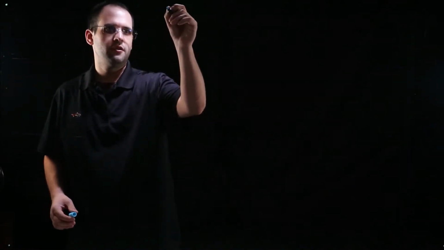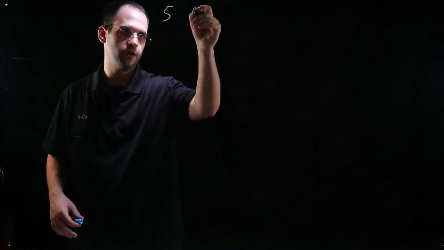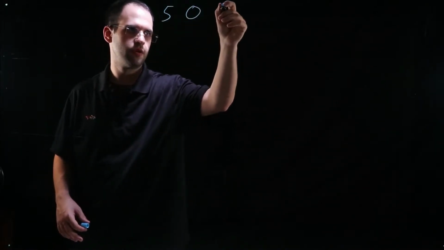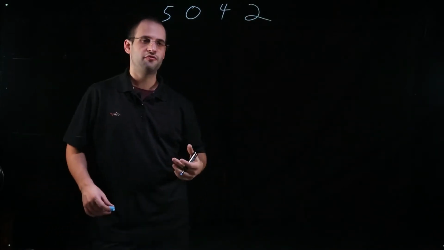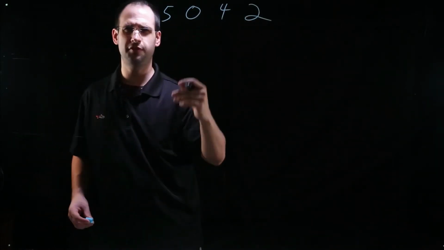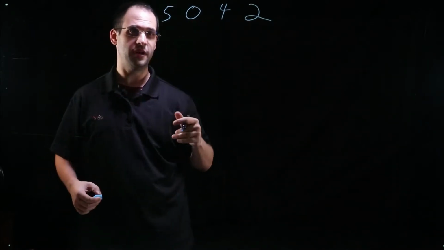So let's take a look at another number. Let's take 5, and I'm going to spread these out a little bit here: 5, 0, 4, 2. That's 5,042. We have this 0 in here, so let's see how this affects it. Does this actually do anything?